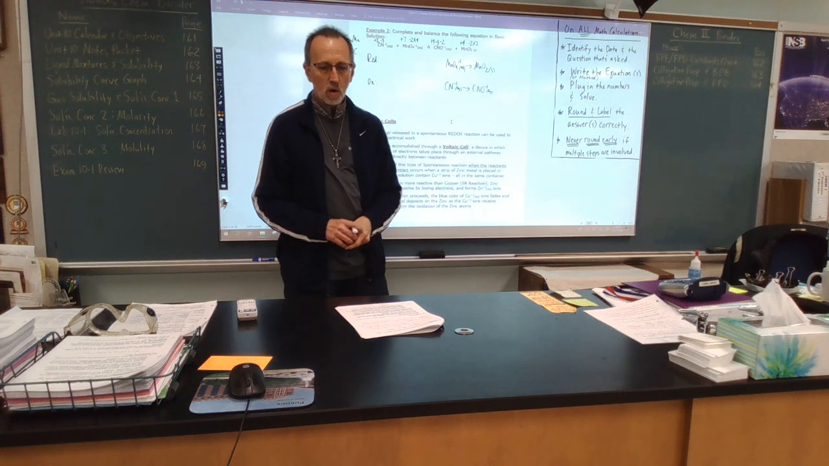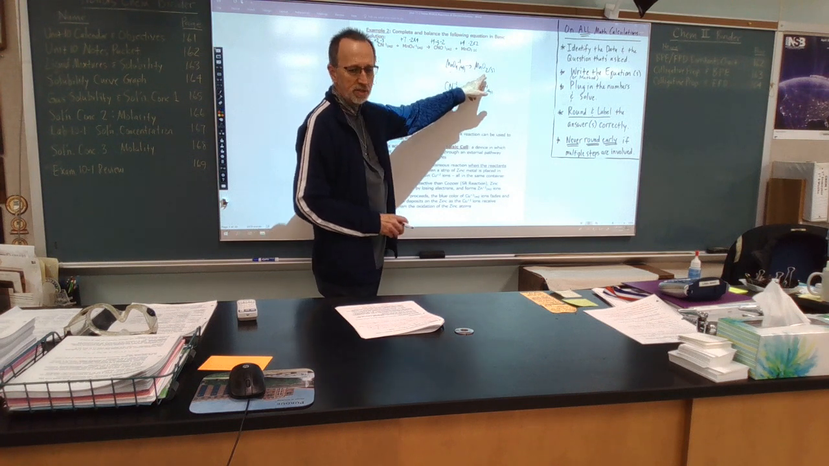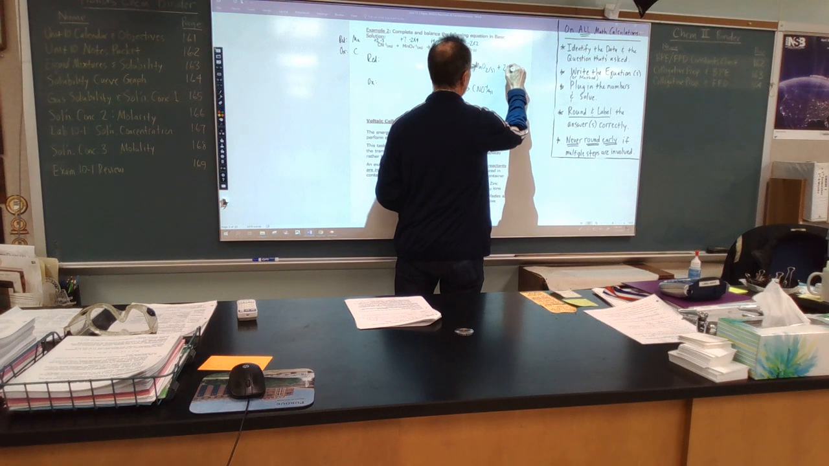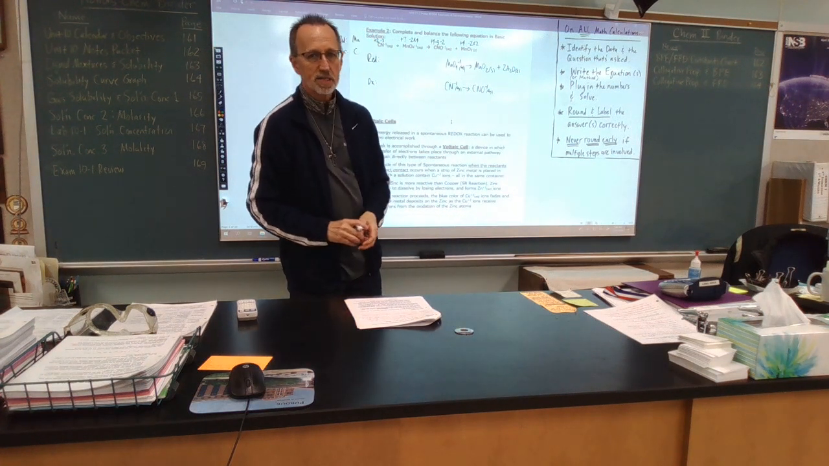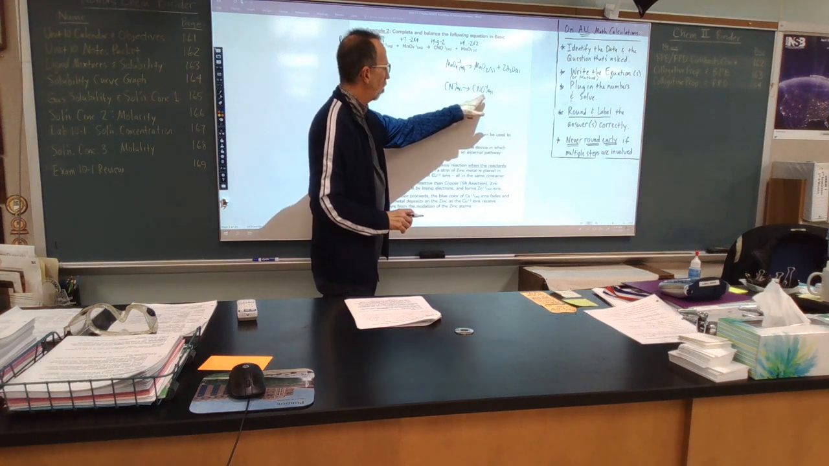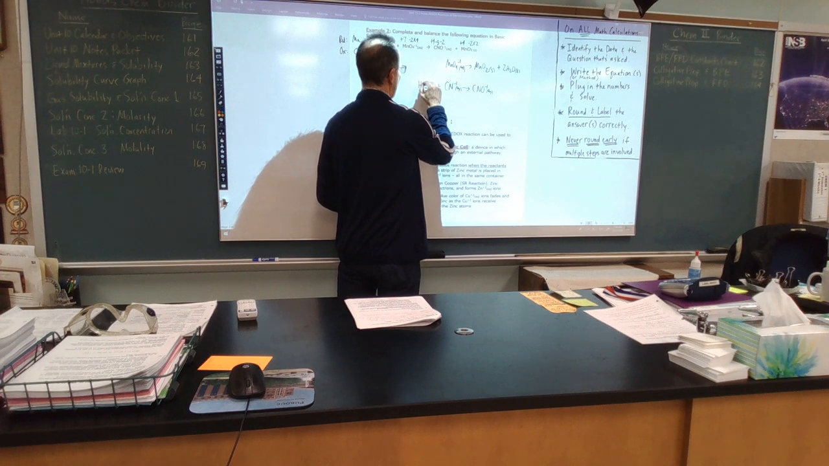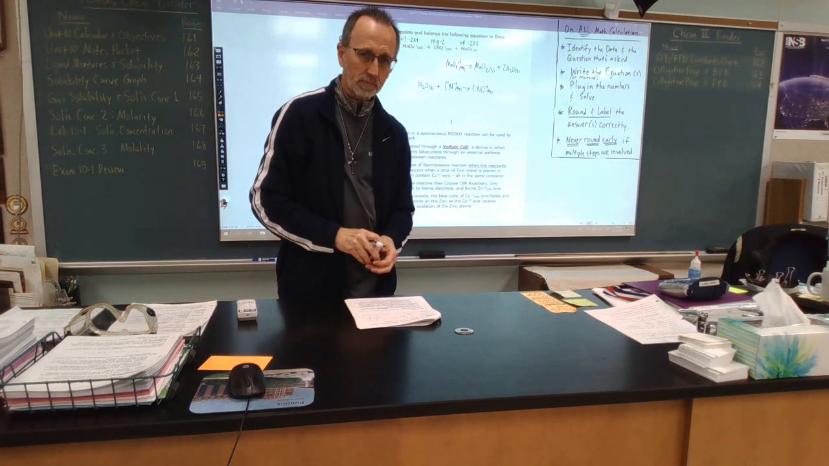Secondly, balance O with water. Here we have 4 O's and only 2 on the right. So we're going to have to add 2 H2O's to the right side to bring our O's in balance. Here we have an O on the right and none on the left, so we would need 1 H2O on the left side to balance that.